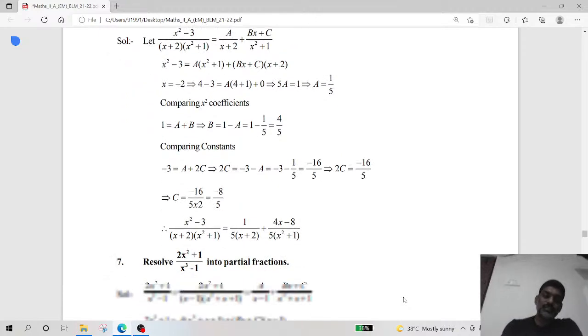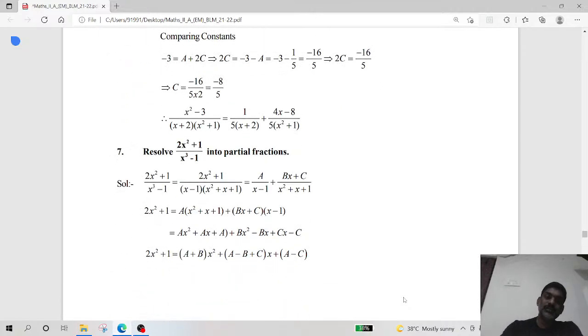Right, next question number 7. Resolve (2x square plus 1) divided by (x cube minus 1) into partial fractions. So (2x square plus 1) divided by (x cube minus 1) is proper only. But the factorization of x cube minus 1 is not possible completely, but we can write it as (x minus 1) times (x square plus x plus 1).